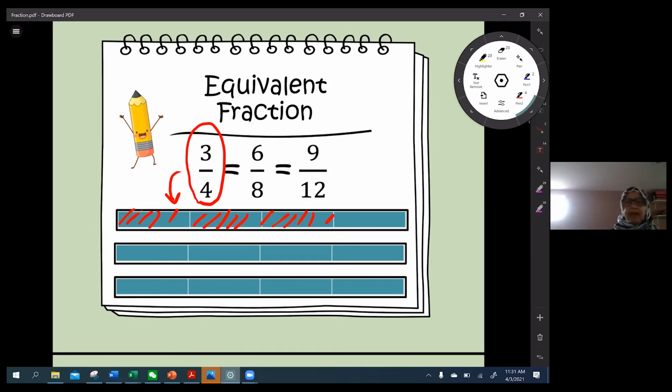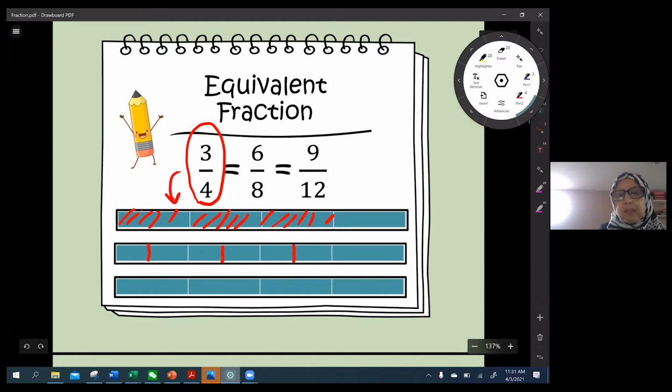Now why did I say it is equal to 6/8? I'm going to prove it to you. I'm going to fold this into 8 equal parts. That means I need to cut each smaller piece into how many pieces? It was 4, and if I want 8, I need to cut each small piece into how many pieces? Into 2 pieces each. Very good. So now I'm going to cut this equally. I do my best, so it should be equal.